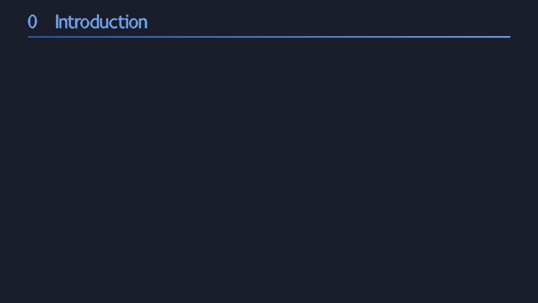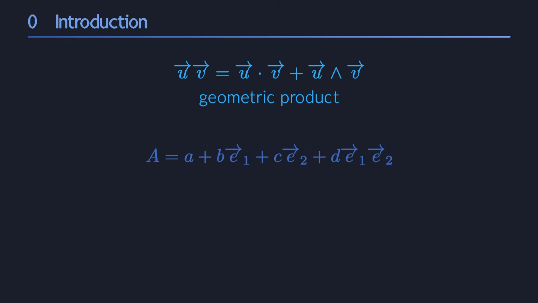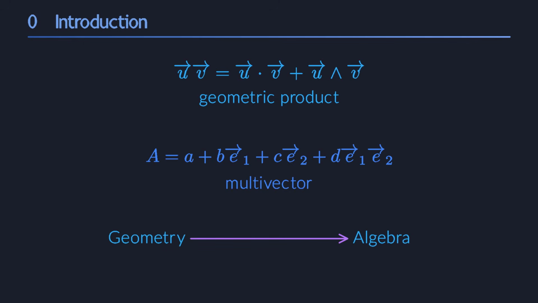We are exploring many of the nooks and crannies of geometric algebra. We defined a new kind of multiplication, the geometric product. It operates on vectors and other geometric objects called multivectors, so that we can perform geometric operations by simply doing algebraic calculations. Reducing geometry to algebra is one of the key strengths of the geometric product.